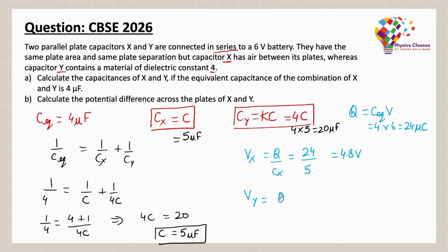Now for Vy, again, the charge is going to be the same because that's a series circuit. The charge is 24 microcoulombs, and for my Cy, that's 20. So 24 divided by 20 gives me 1.2 volts. So I have my Vx, I have my Vy, and I have the capacitances. So my question is solved. Again, an easy question. If you have studied capacitors thoroughly, then you should not get stuck on questions like this.